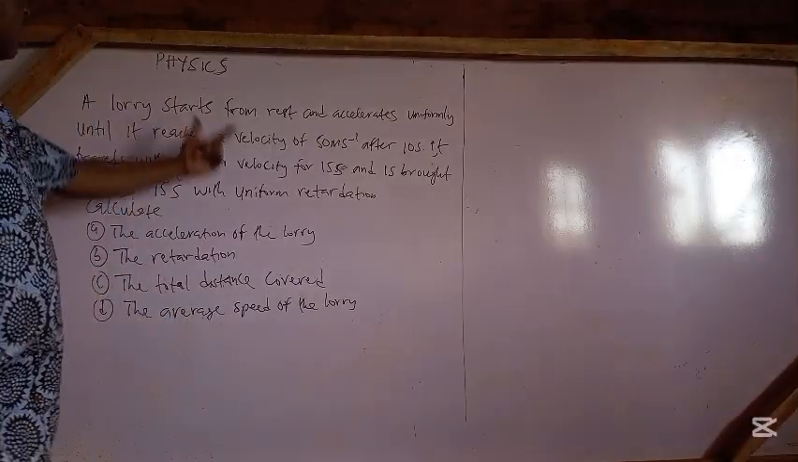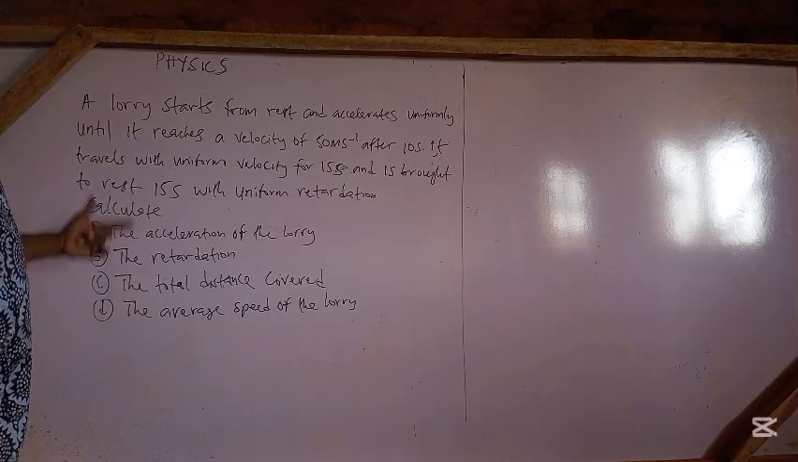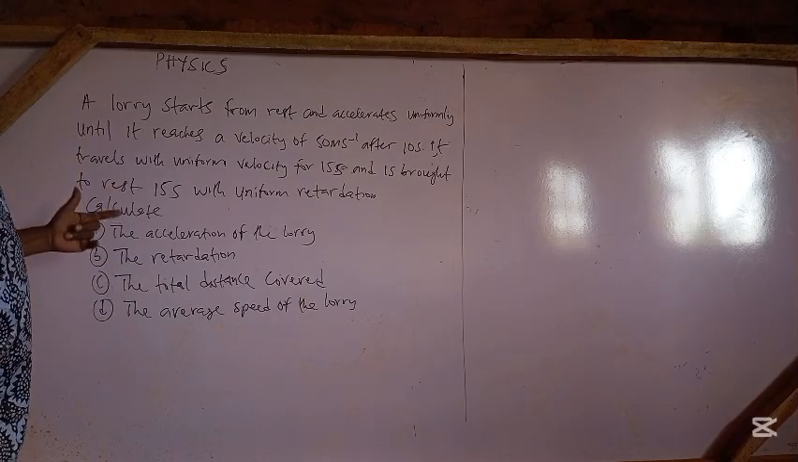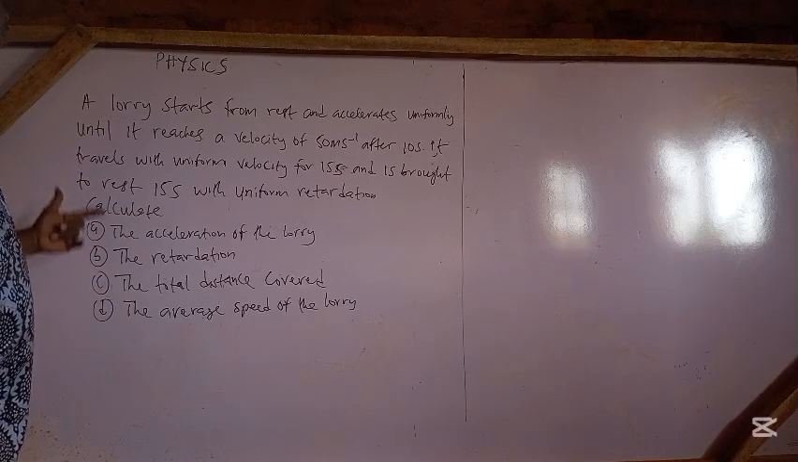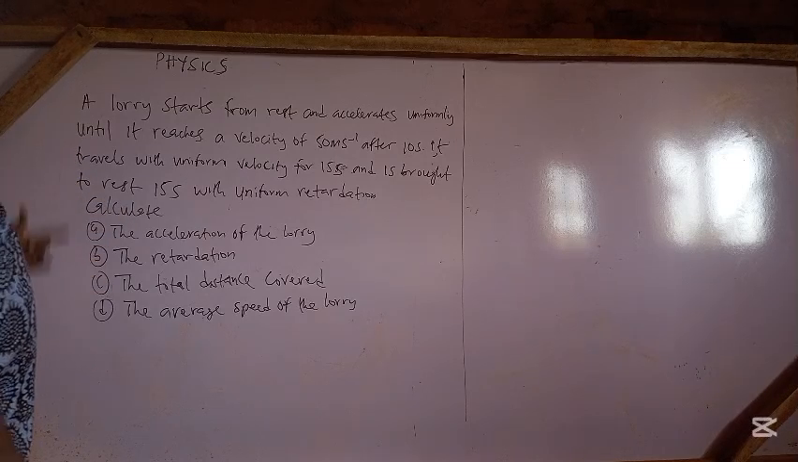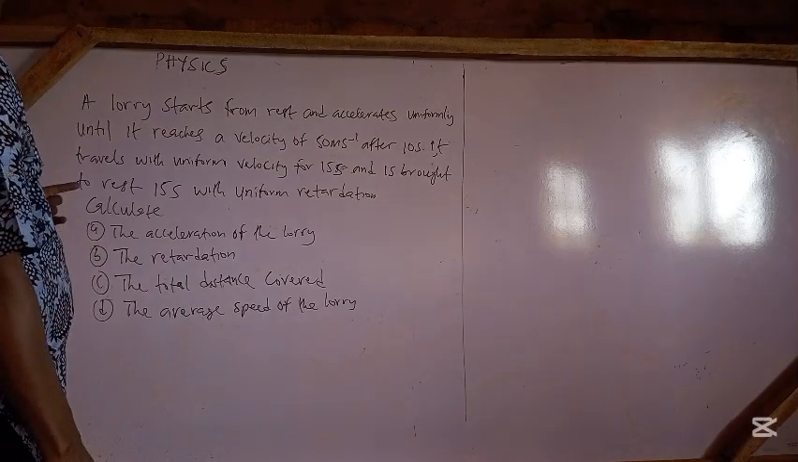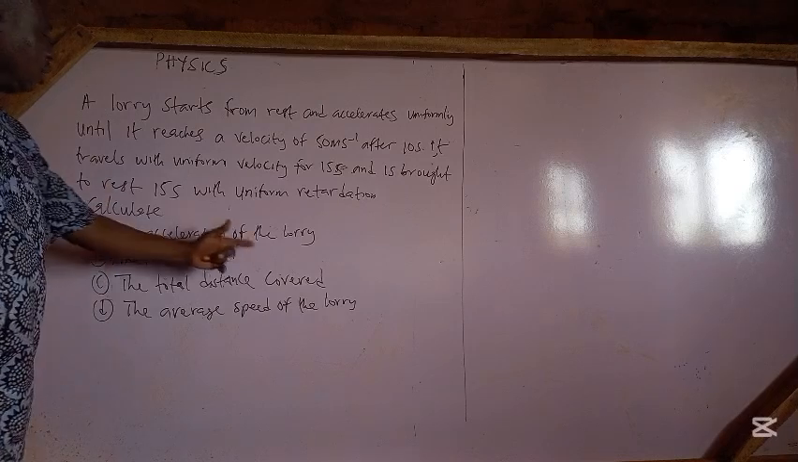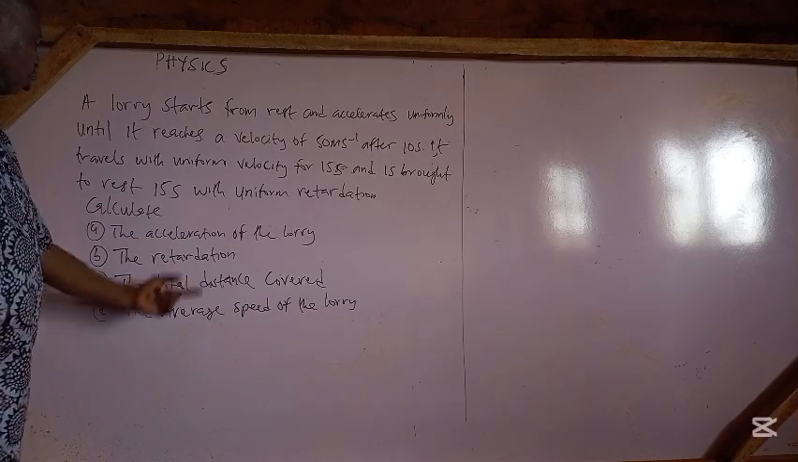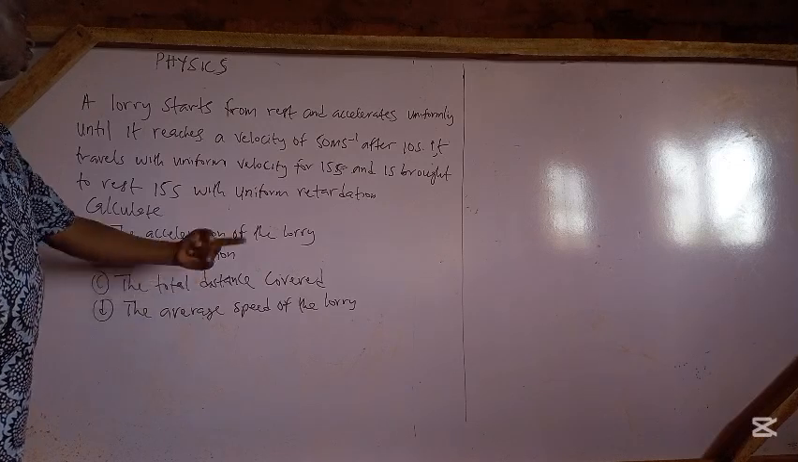A lorry starts from rest and accelerates uniformly until it reaches a velocity of 50 meters per second after 10 seconds. It travels with this uniform velocity for 15 seconds and is brought to rest with uniform retardation. Calculate the acceleration of the lorry, the retardation, the total distance covered, and the average speed of the lorry.